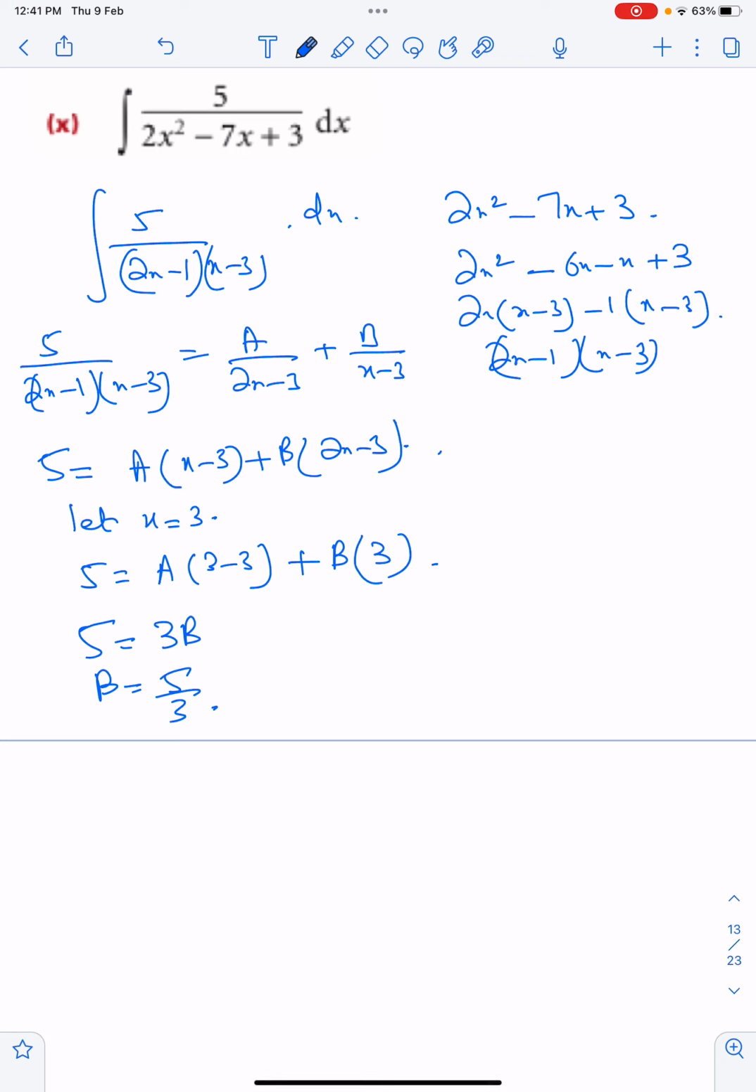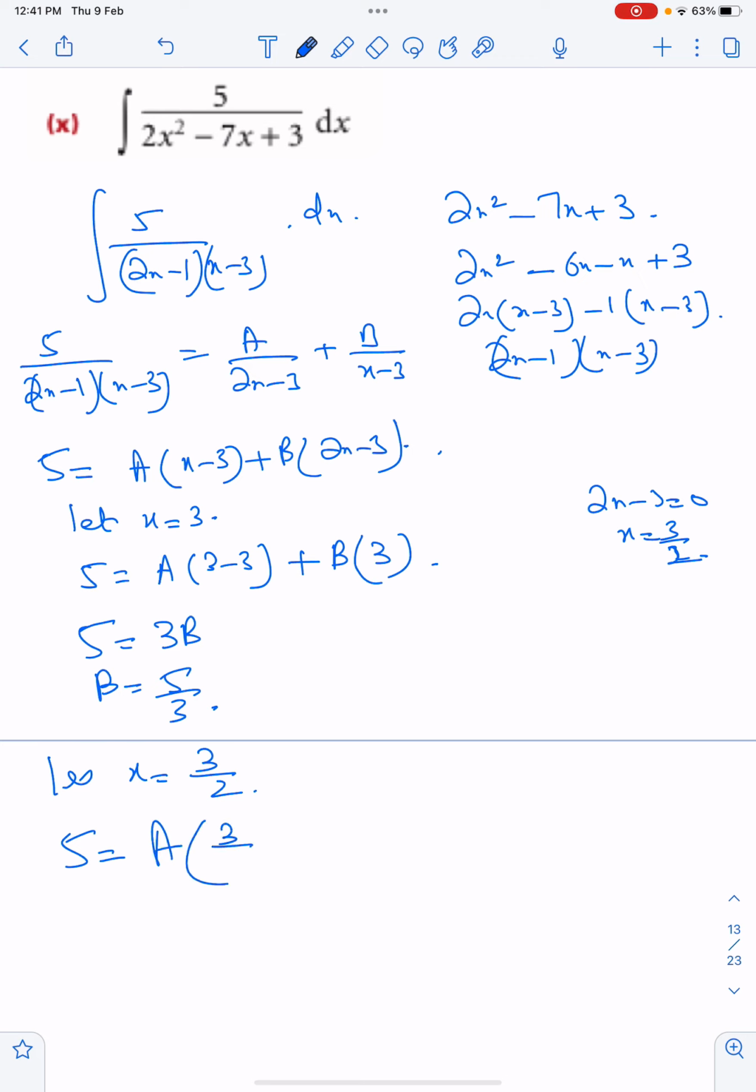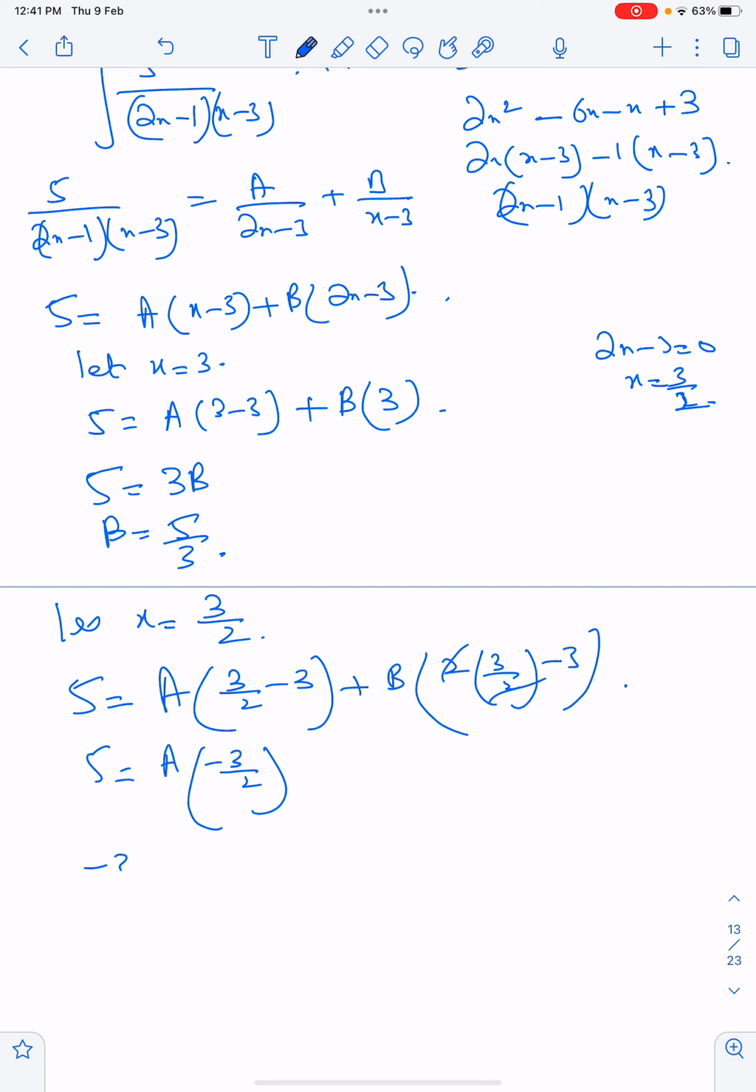If I make 2x minus 1 equal to 0, I will have to take x as 1 upon 2. Let x equal 1 upon 2. So it will become 5 equals a times (1 upon 2 minus 3) plus b times (2 into 1 upon 2 minus 1). This will become 0. So 5 equals a times minus 5 upon 2. Cross multiplying, minus 5a equals 10, so a equals negative 2.